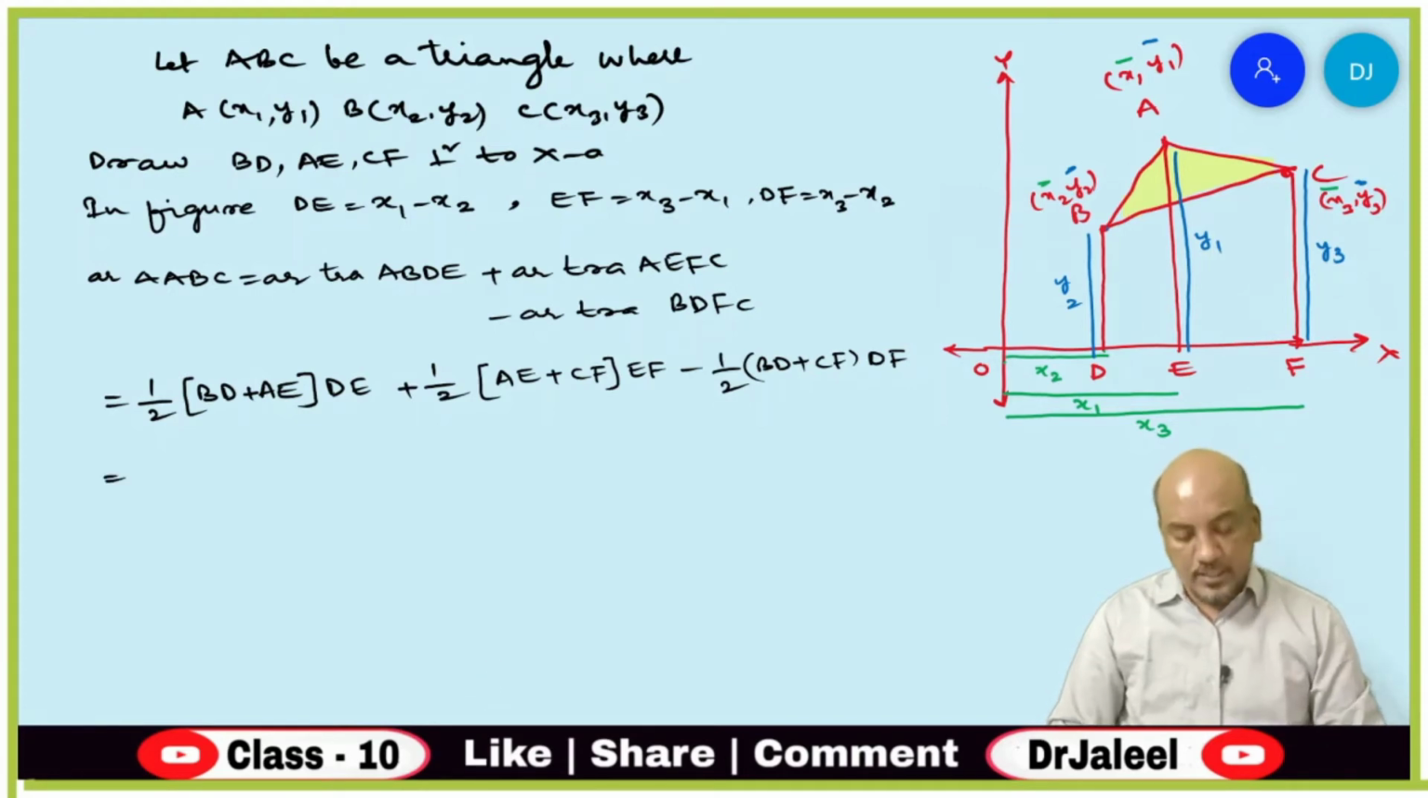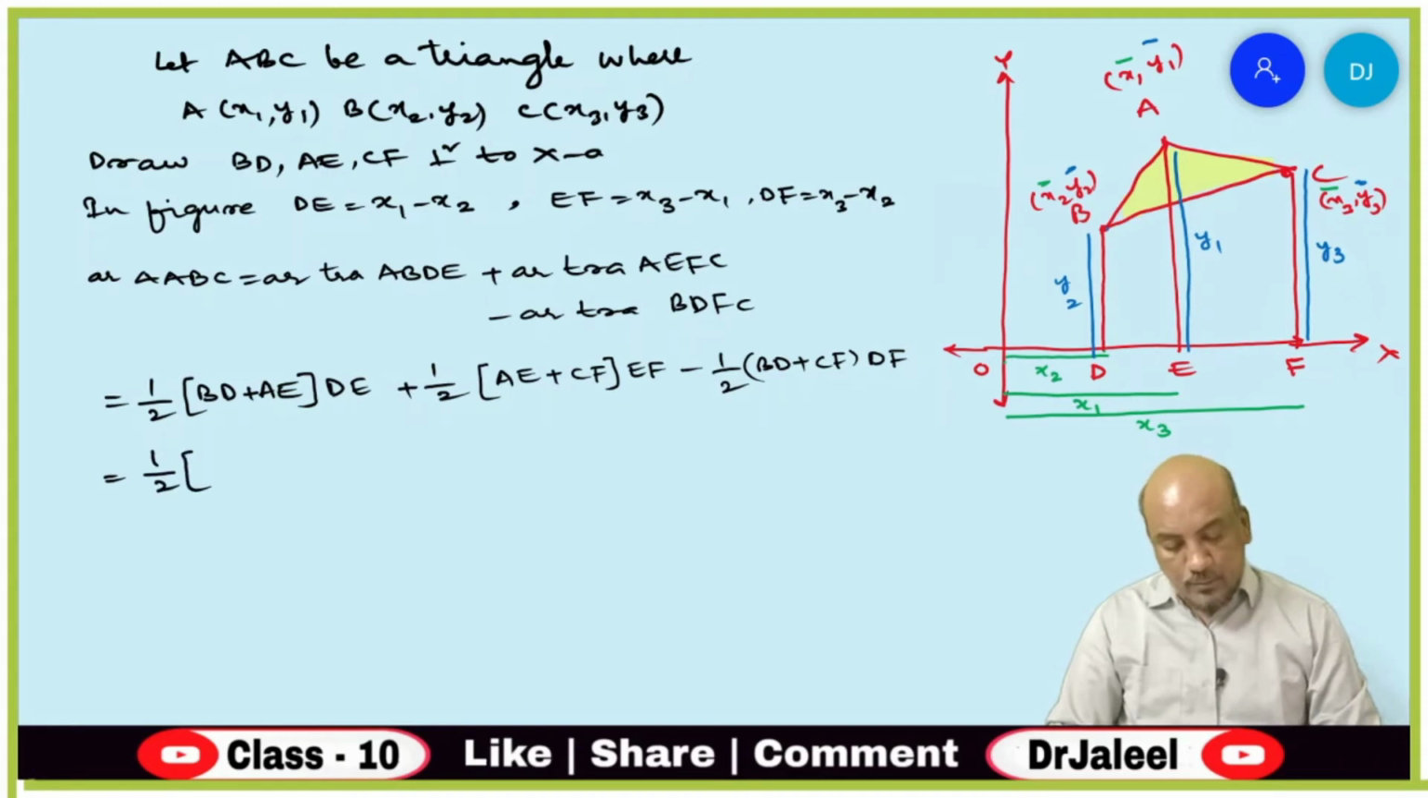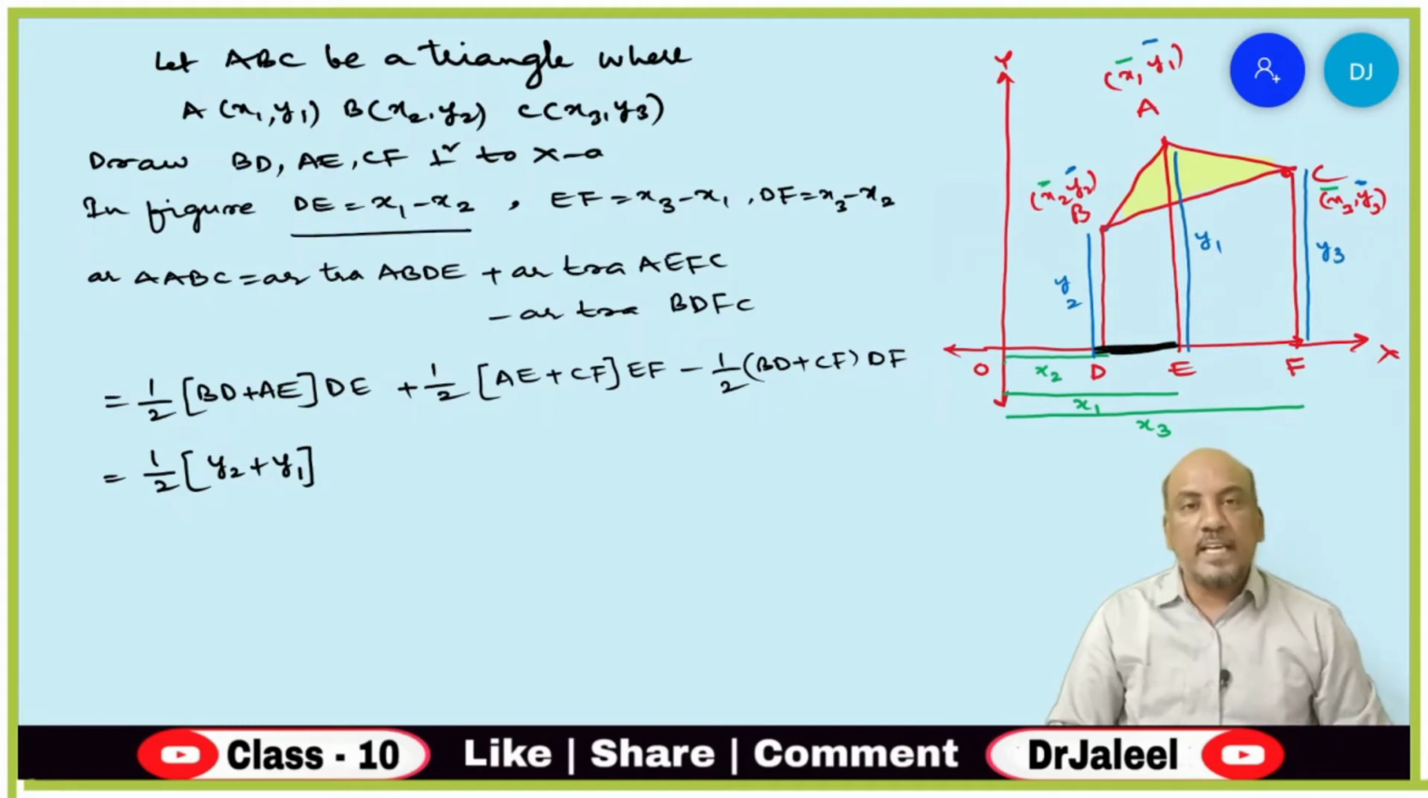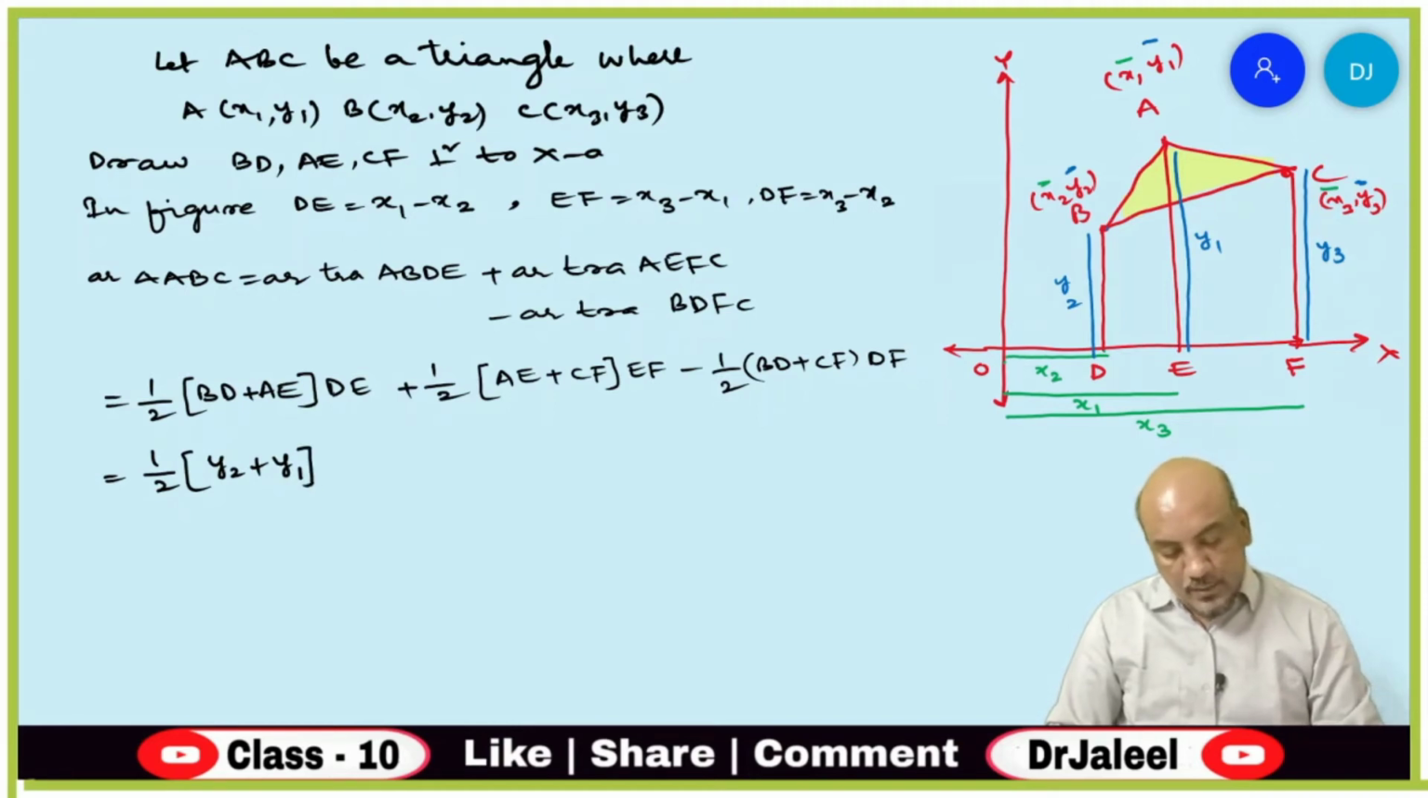Now children, let us substitute the values. 1 by 2 into BD. What is this BD, children? BD is y2, so let me substitute y2 here. Plus what is AE? This AE is y1, so let me substitute y1 here. Bracket close. And DE. What is this DE? Already we found it, here it is: x1 minus x2. So let us substitute that, x1 minus x2, in another bracket.